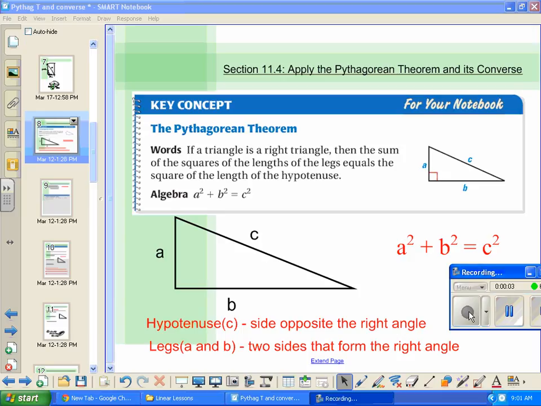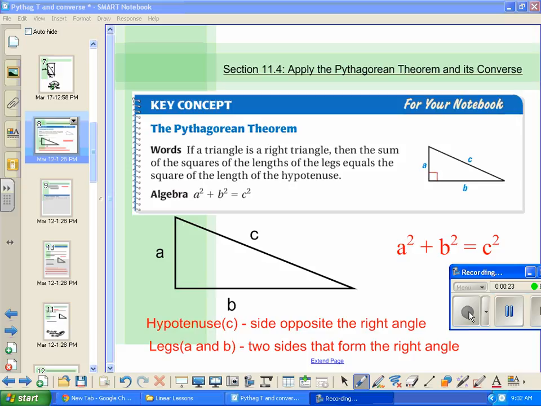Today's lesson is a continuation of section 11.4, apply the Pythagorean theorem and its converse. Today I'll talk more about that second part, the converse of the Pythagorean theorem. That's another way we can use this formula to help us answer some questions or problems that we may see. First of all, just a review of the Pythagorean theorem.